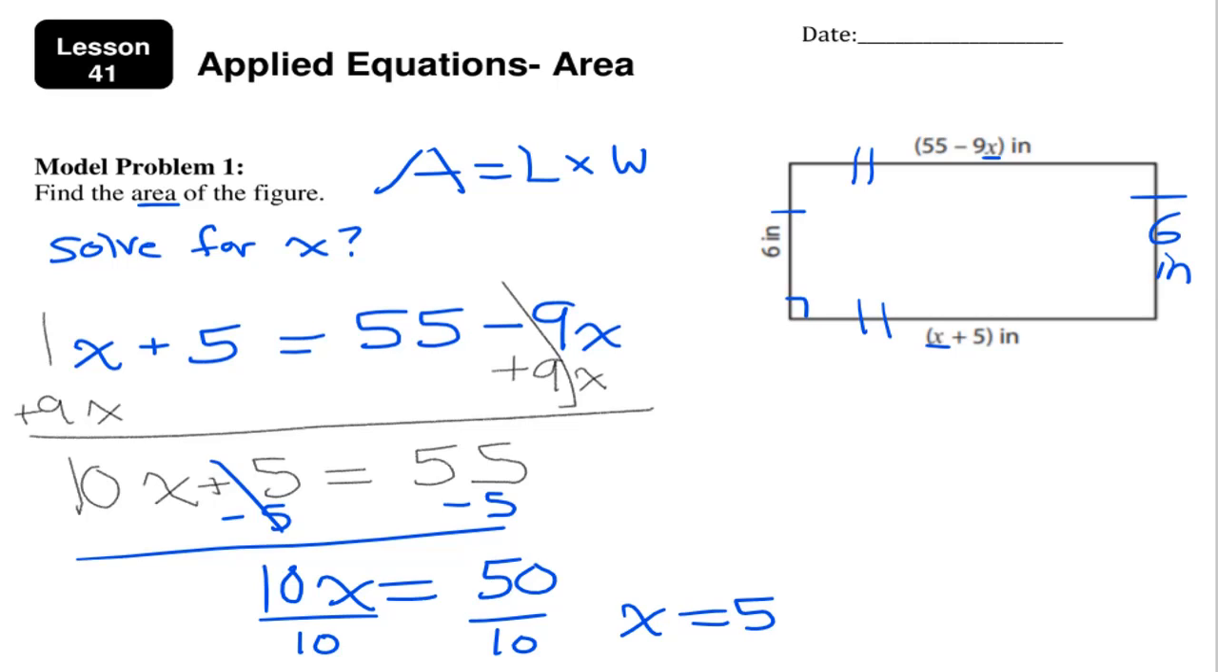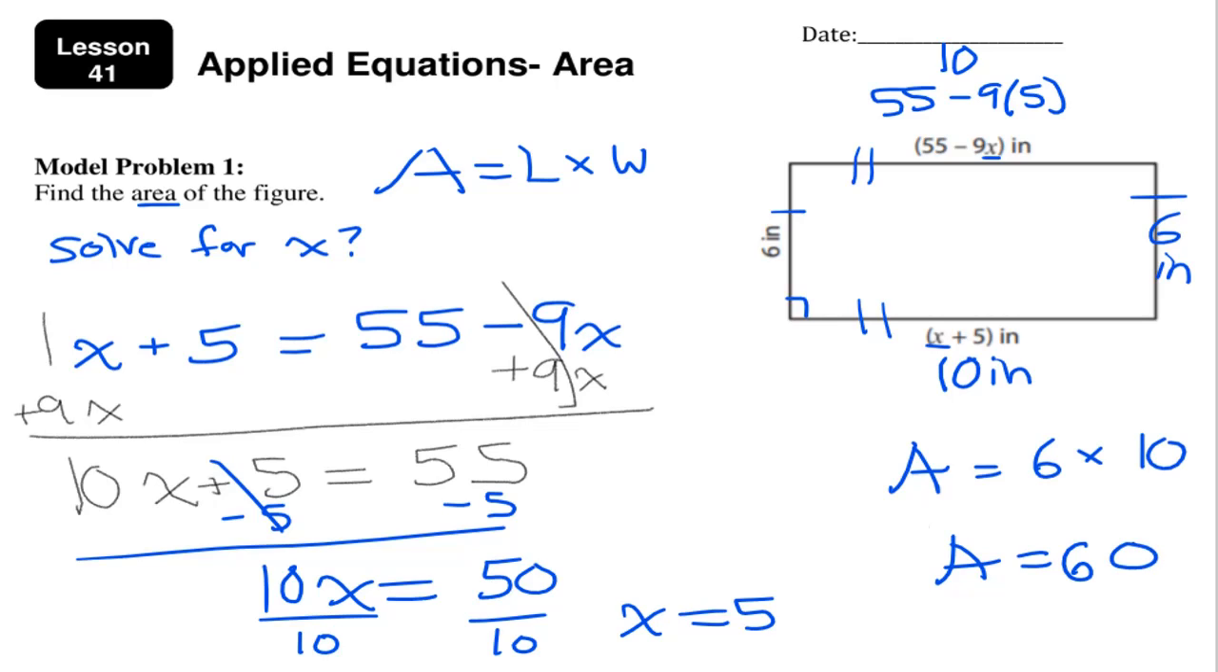Alright, so let's look back here. If x is 5, this is really 5 plus 5. So this is telling me this is 10 inches. And if I did the same thing over here, 55 minus 9 times 5, I would also get 10. Go figure. Makes sense. They're equal. Alright, find the area. So the area now is length times width, which is 60.